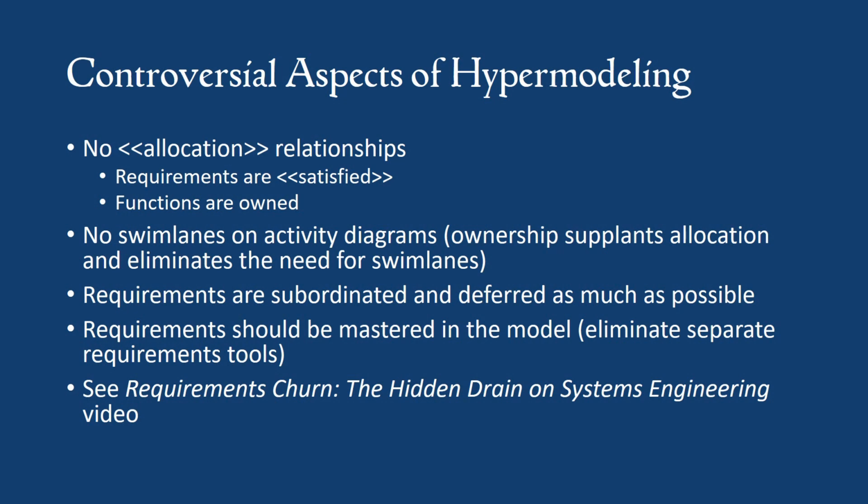They're owned by a block. So we use operations to capture functions. They're owned by a model element, and that makes it very clear who does them. So again, that gets rid of a relationship and leverages the structure of SysML to our benefit. There's also no swim lanes on activity diagrams. Again, they're typically used to allocate. The way we model, the ownership is readily apparent just by studying the diagram with a little bit of care. And so because we don't need swim lanes, we don't use them.